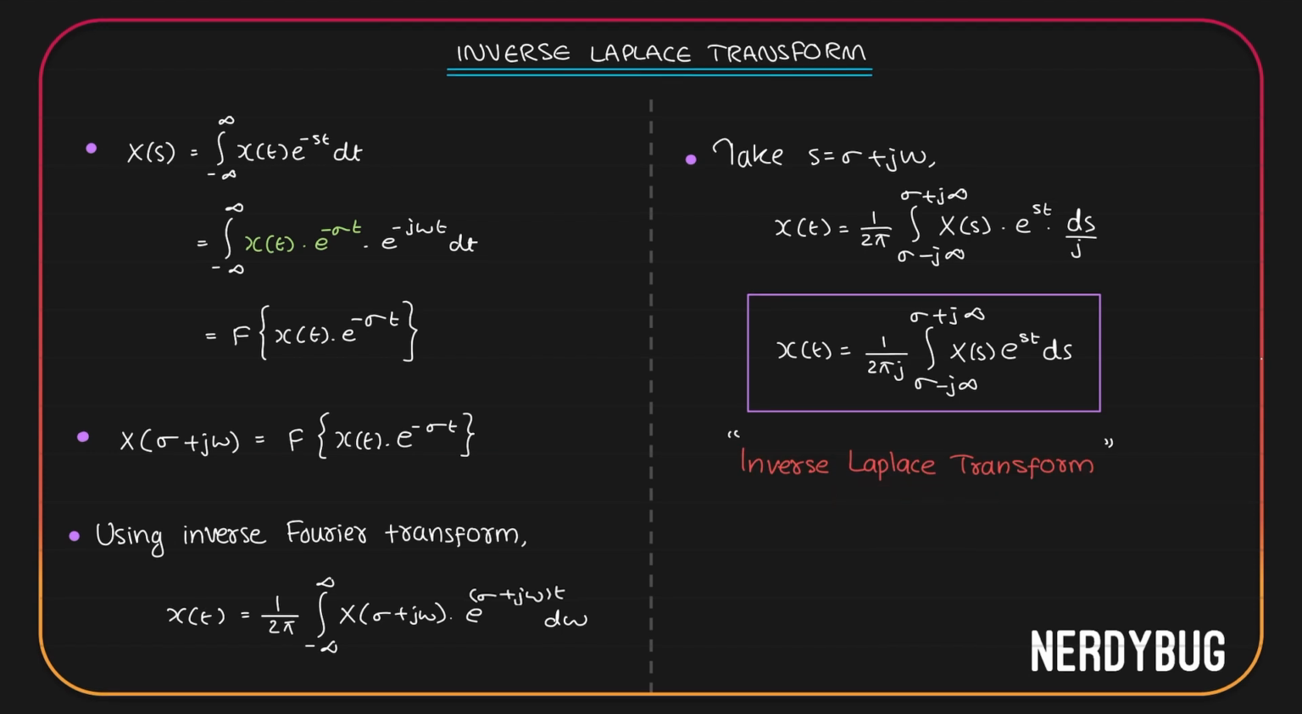In this course of signals and systems, we don't really have to worry about the inverse Laplace transform of a variety of signals, because we have already learned that most signals can be written as a linear combination of complex exponential signals.